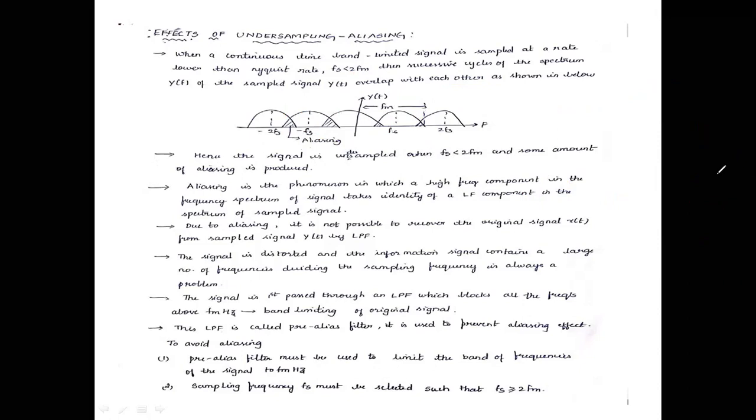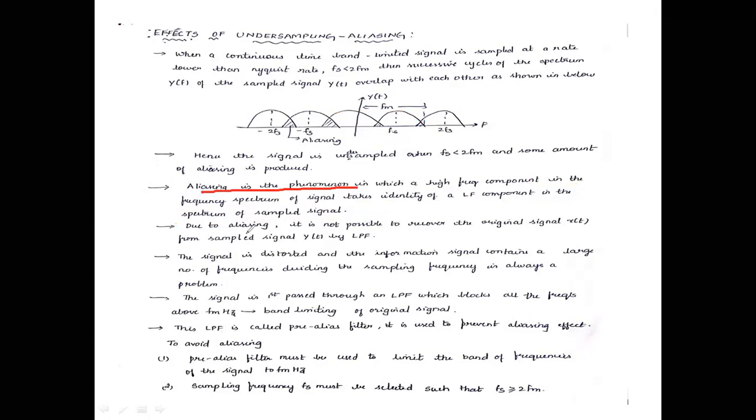And the next point says that aliasing is the phenomenon in which a high frequency component in the frequency spectrum of the signal takes the identity of a low frequency component in the spectrum of the sampled signal. This is the definition of aliasing, my dear students. This is a high frequency component that shows up in the low frequency, and this one is a low frequency. Because of overlapping here, the high frequency component of the spectrum takes the identity of the low frequency component in the spectrum of the sampled signal. Nothing but aliasing. The aliasing is the phenomenon, the definition, my dear students.